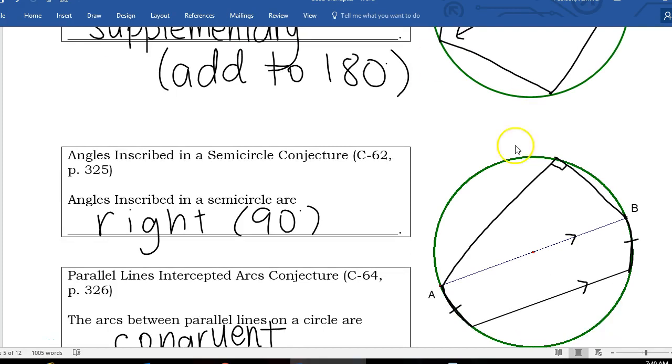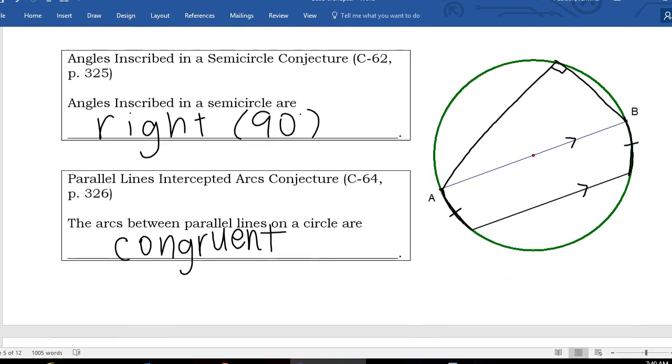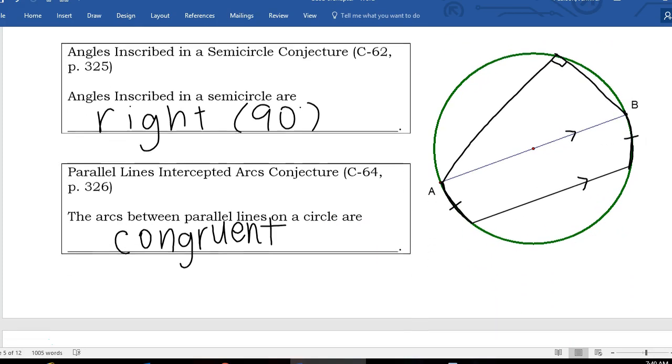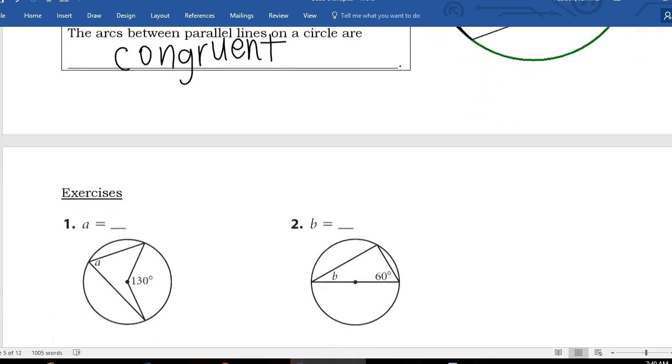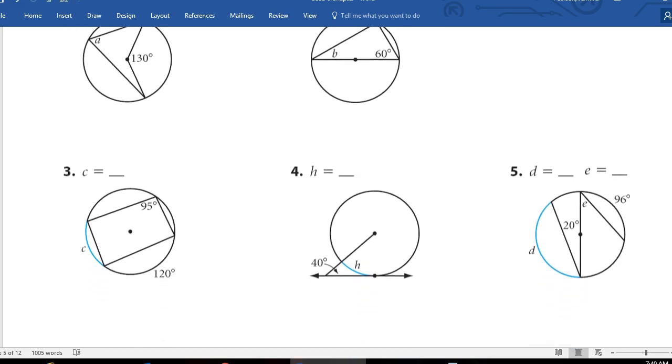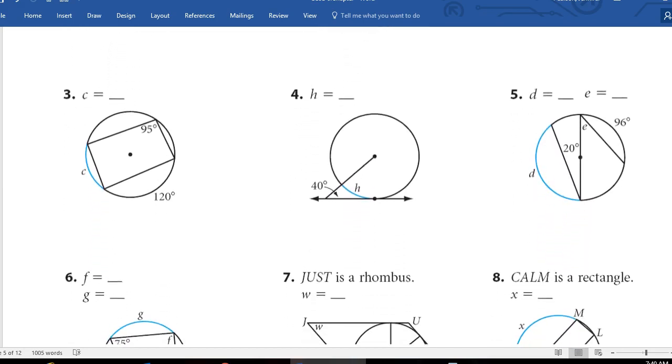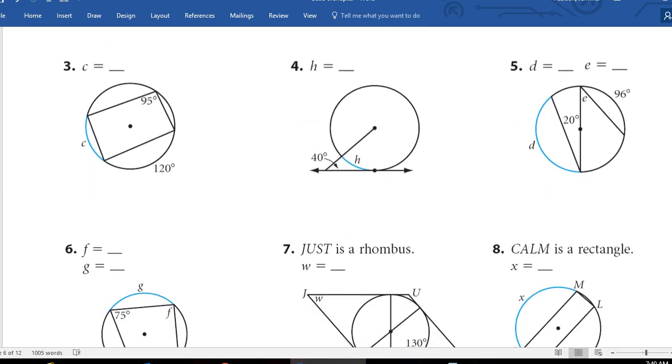Now, this lesson doesn't have any examples on it, and rather than try to take up more paper, because there are quite a few of these, I'm just going to do one of the exercises, and I think I'm going to do number 3, letter C. So I see an inscribed angle here, and to bring an inscribed angle to the arc, we need to double it.